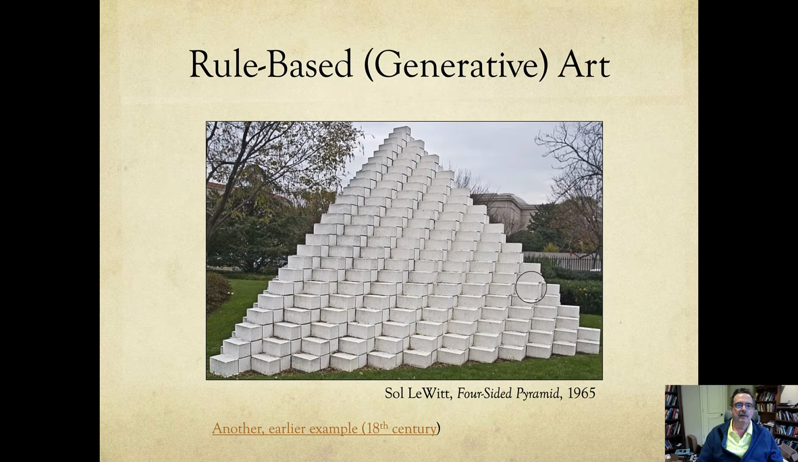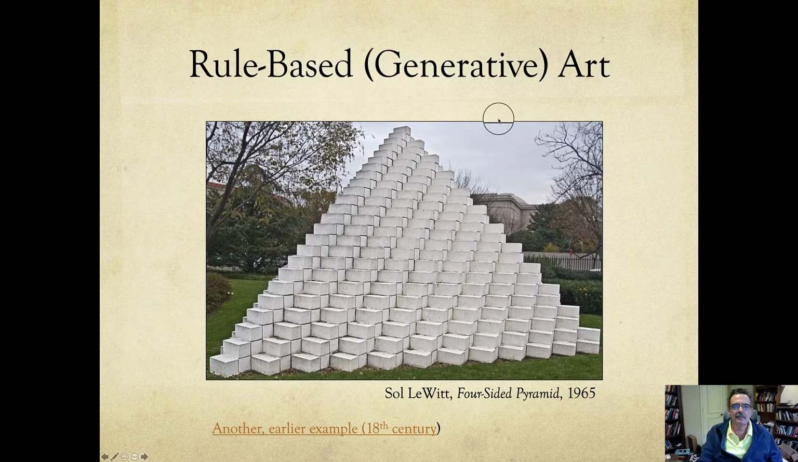There's a kind of a period of art, rule-based generative art, and the rules are essentially what the process model is. So the process model for LeWitt in creating the four-sided pyramid in 1965, those rules were the process model that when executed, when realized, when manifested, you end up with this work of art in front of you.